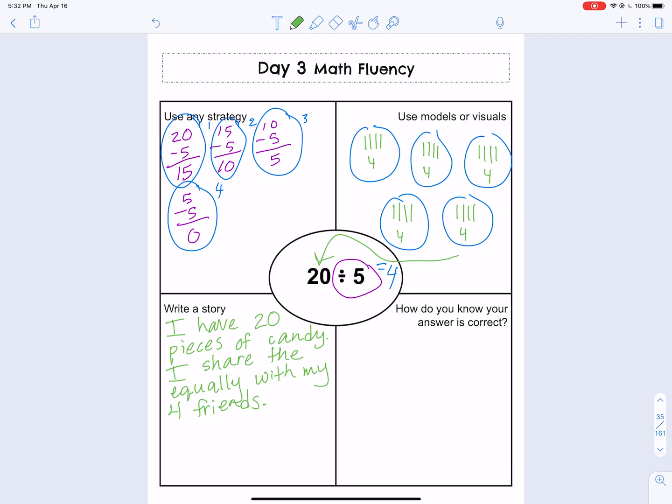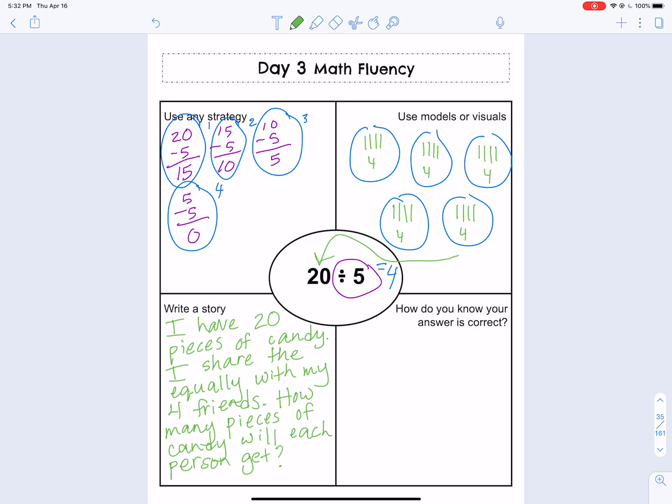So logically, the question we would ask is, how many pieces of candy will each person get?